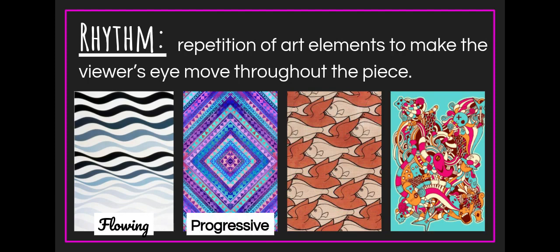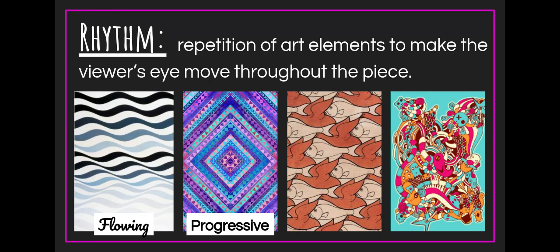Progressive rhythm is when things get gradually bigger or gradually smaller, and it often leads you to a specific spot. In this example, we have a bunch of repeating squares. As the squares get smaller and smaller, you look towards the center of this artwork. Or maybe you're led right off the edge of the page. It depends on whether it's getting gradually bigger or gradually smaller. In this example, it could go almost both directions.